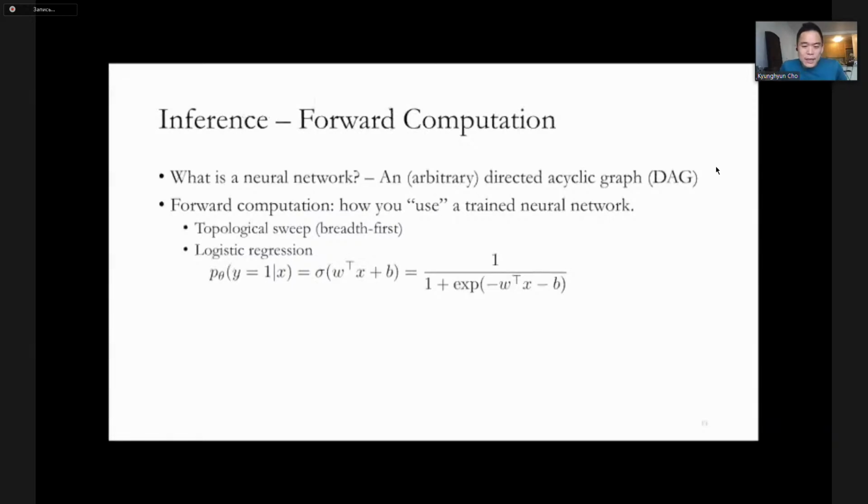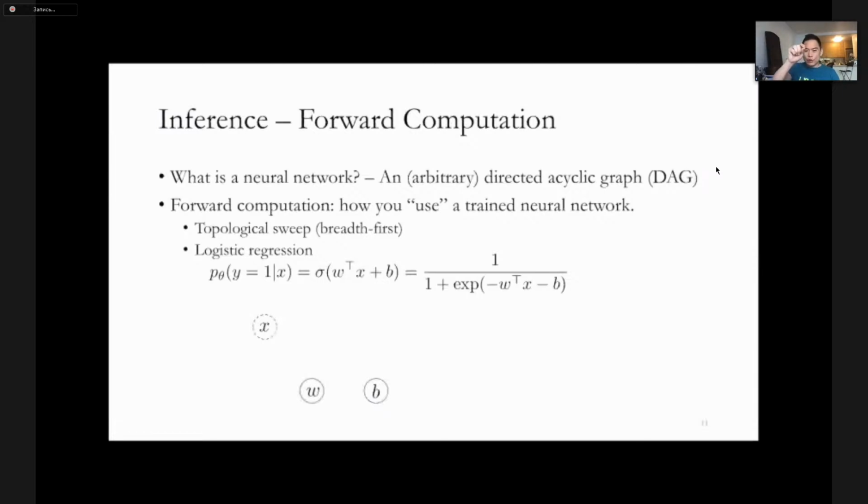So far, so good. Given this directed acyclic graph, the forward computation, that is how we use a trained network, can again be abstracted out. We don't really have to care too much about the individual nodes as long as we have implemented them once, or better yet, if others have already implemented them. This computation, or how we use this trained neural network, now corresponds to the topological sweep, that is the breadth first search. We're going to start from the very beginning nodes and then apply the computation one layer at a time, right? So in the case of logistic regression, initially we have 3 nodes.